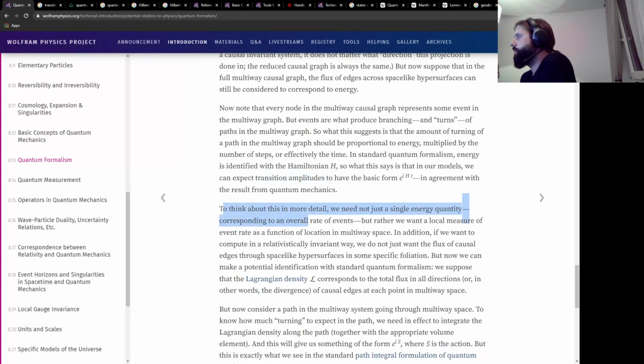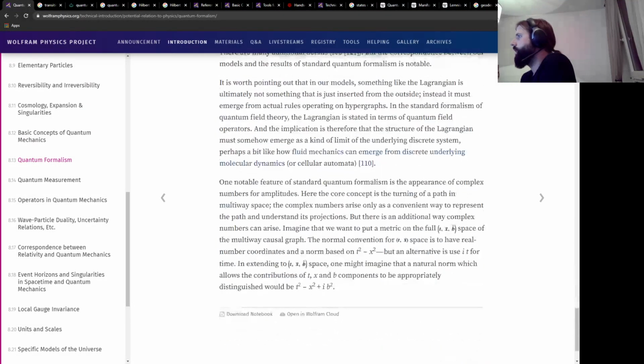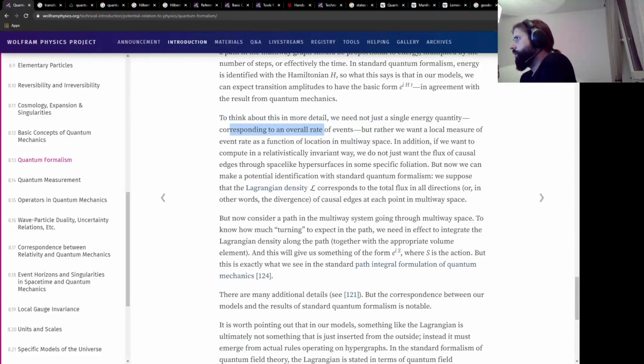To think about this data, we need not just a single energy quantity corresponding to an overall rate of events, but rather a local measure of event rate as a function of location in multi-way space. In addition, if we want to compute in a relativistically invariant way, we do not just want a flux of causal edges through space-like hypersurfaces in some specific foliation, but now we can make a potential identification with standard quantum formalism. Okay, this sounds like what comes next is important.